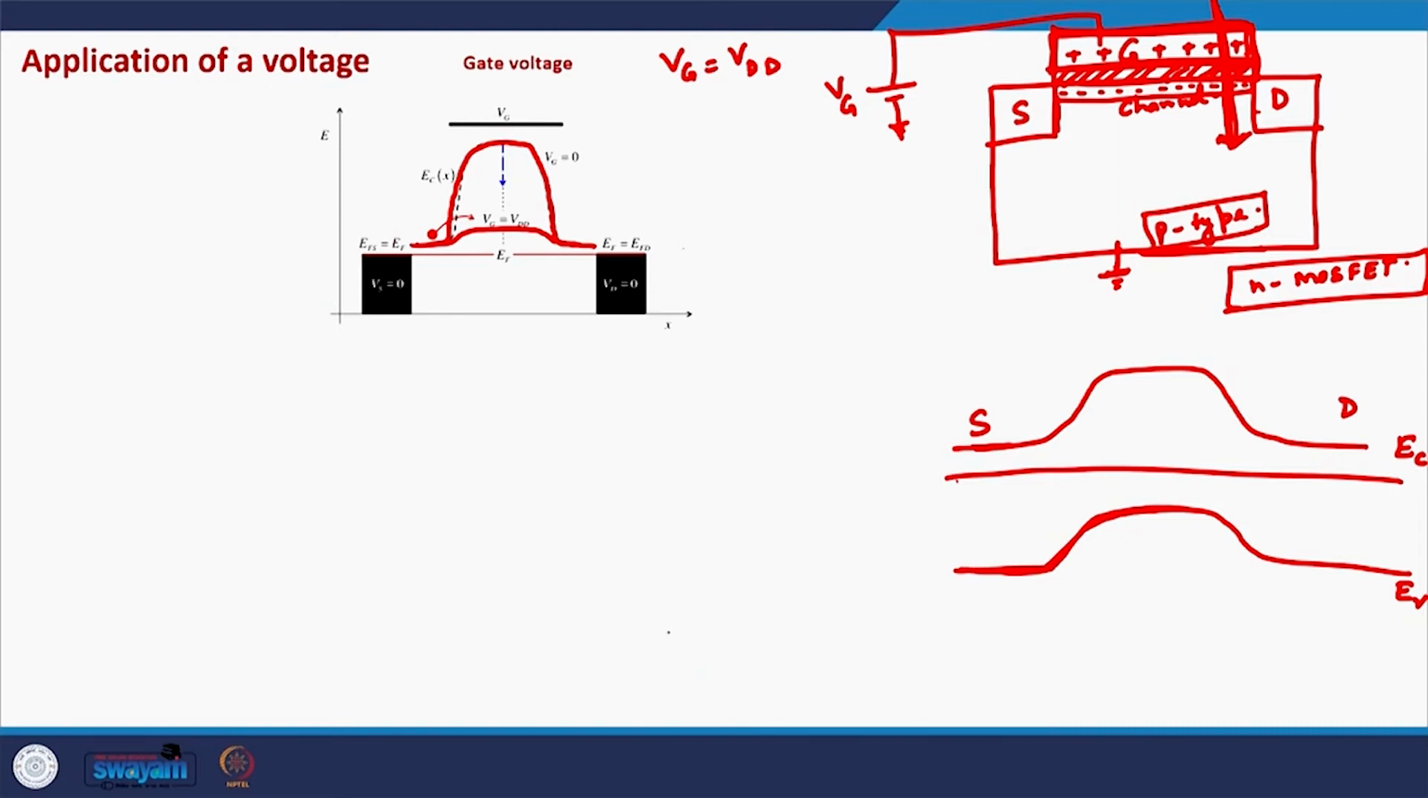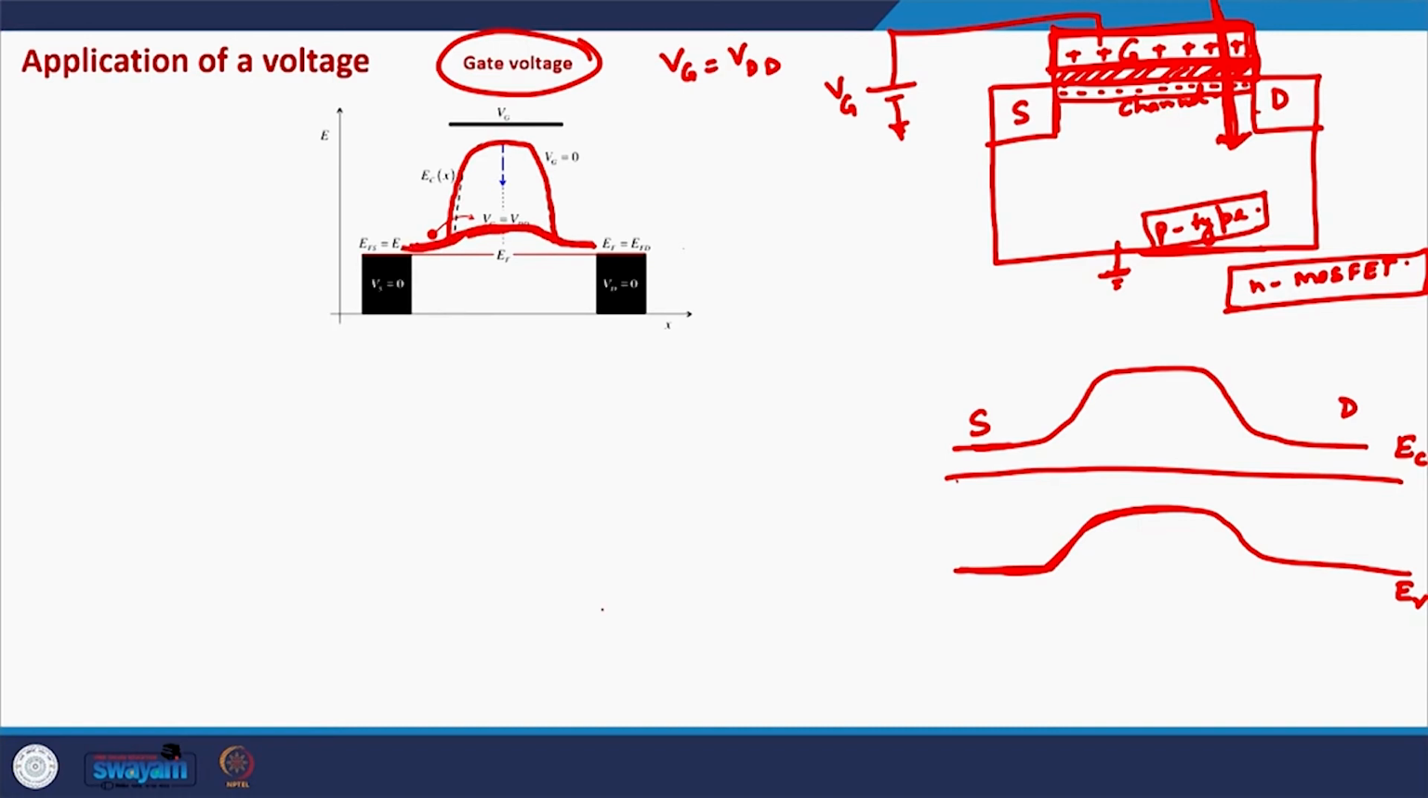So there will be no net current in the device, although there will be an electric field in the channel now because of the voltage applied on the gate terminal. Now the application of a drain voltage, so the application of gate voltage we have understood. The application of drain voltage is also quite interesting, more interesting, I would say. But the key takeaway from here is that this barrier in the MOSFETs can be controlled by the gate voltage.